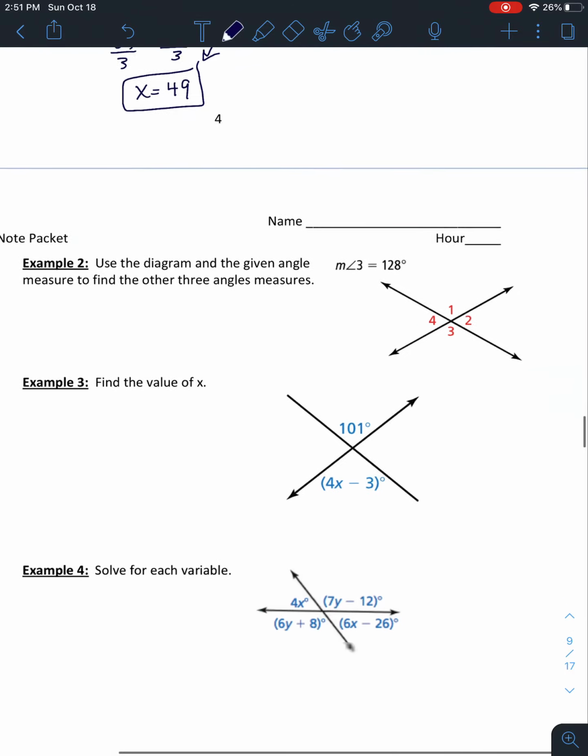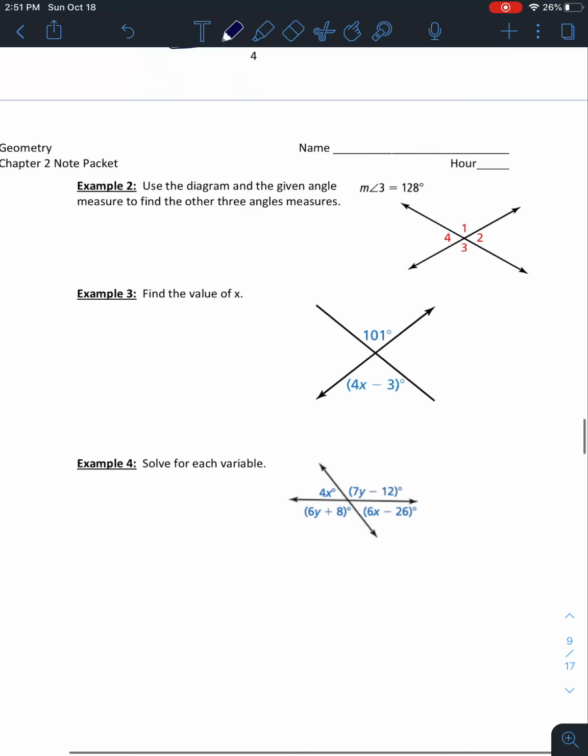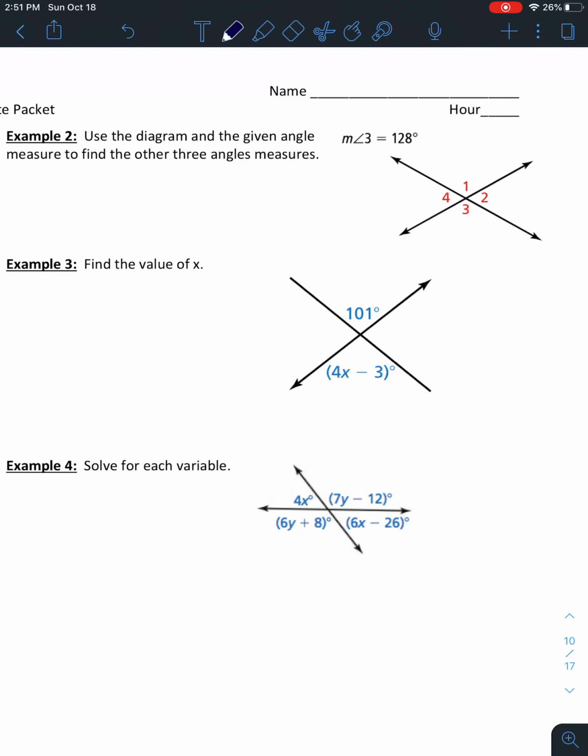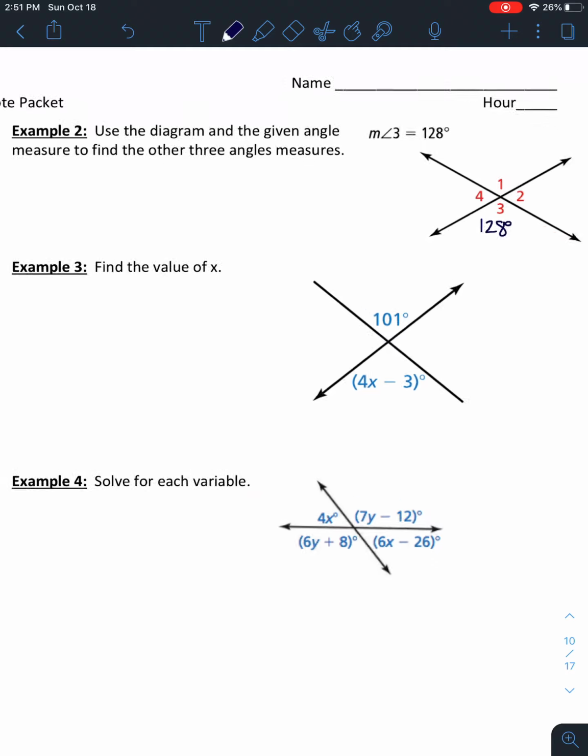All right, let's look at 2. It says, here's a diagram. I'm going to give you the measure of angle 3. So right here is 128 degrees. From there, find angle 1, angle 2, and angle 4.